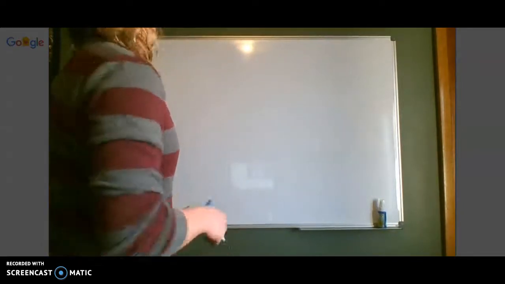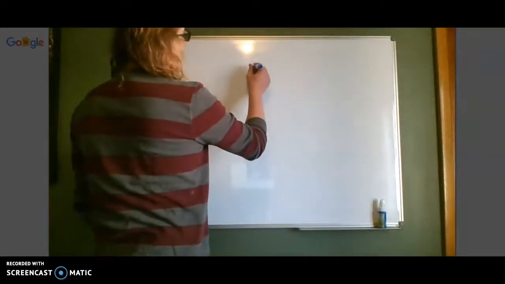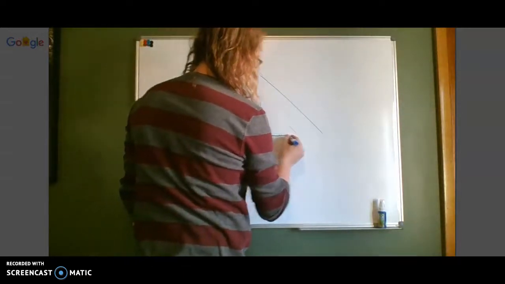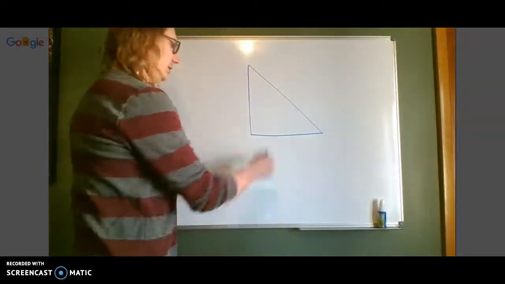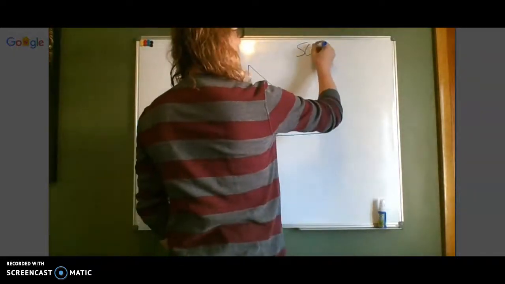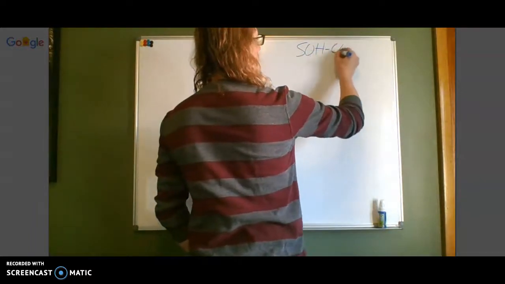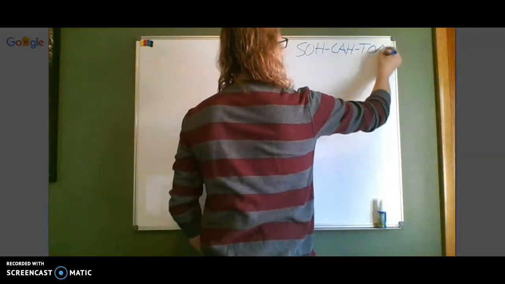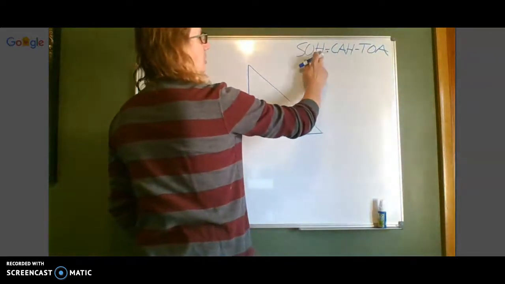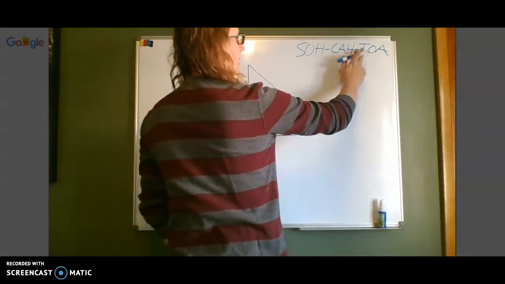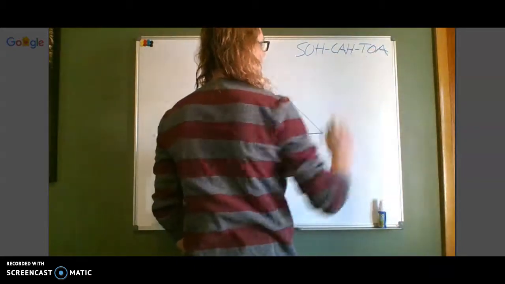All right, so let's take a look at a triangle. Remember, we're only dealing with right triangles. So there's the triangle that I'll be dealing with today. Over here, I want to write SOHCAHTOA, because that is kind of our key to all of this. Sine is opposite over hypotenuse. Cosine is adjacent over hypotenuse. And tangent is opposite over the adjacent.